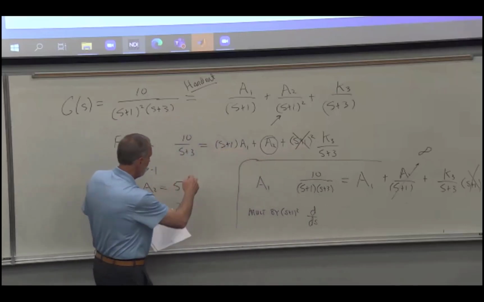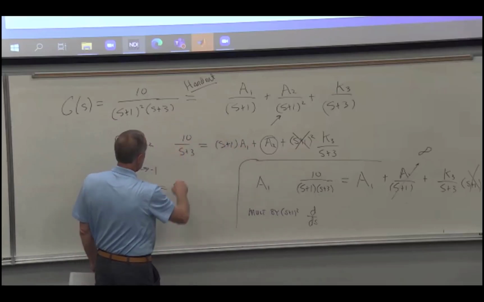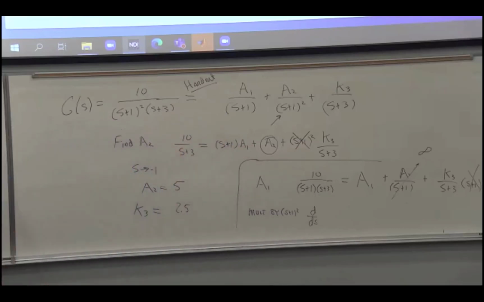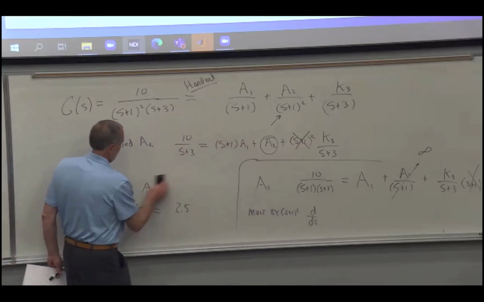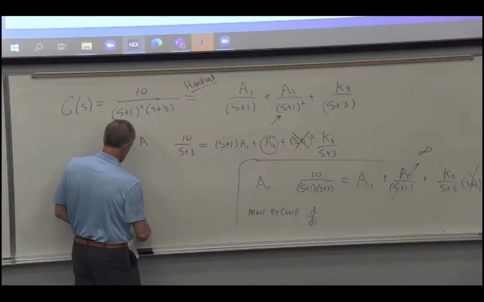So let's start with that. We still did the same step, multiply by S plus 1 squared. So now we're finding A1.